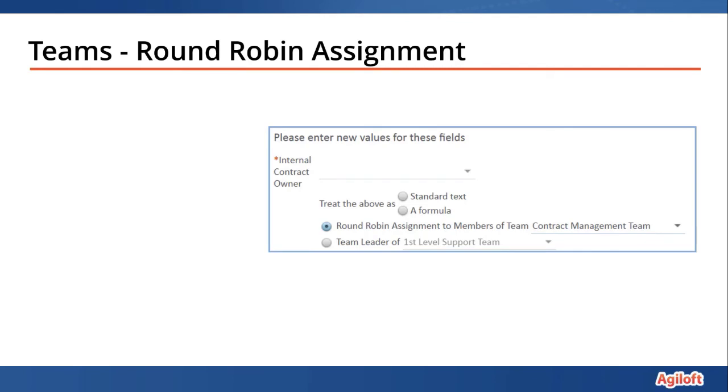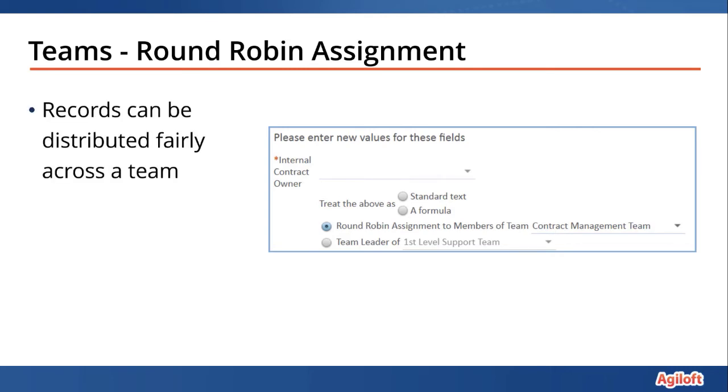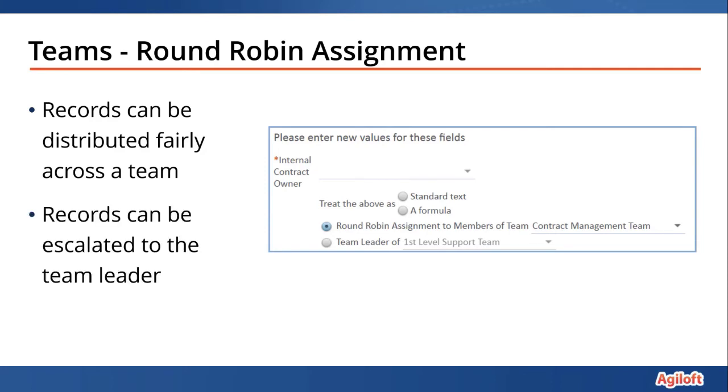Another example of how to leverage teams is the round-robin assignment functionality. If you had a set of users who you wanted to equally share an assignment load, you could create a team and assign all the users to that team. When a record needs to be assigned, you can do so through a round-robin assignment to members of the team you created. This will equally distribute the records across all the users of the team.